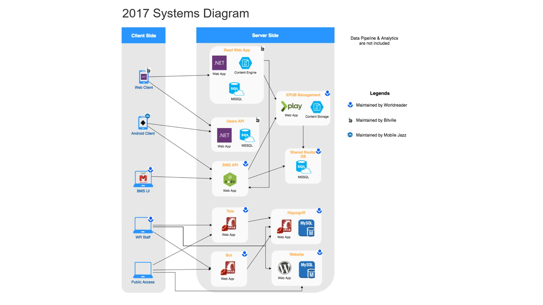Yeah, more or less. The arrows are not quite that. The system is a little bit more complex than this, but the thing is, both the BMS API and the EPUB management have read and write access to the shared books DB. That's why it's called over there.